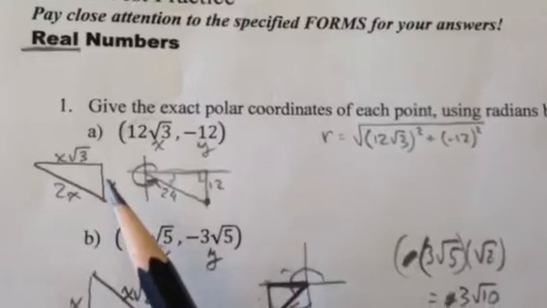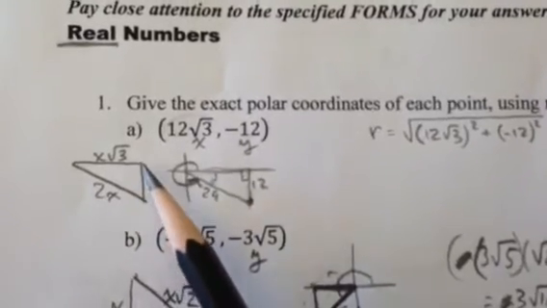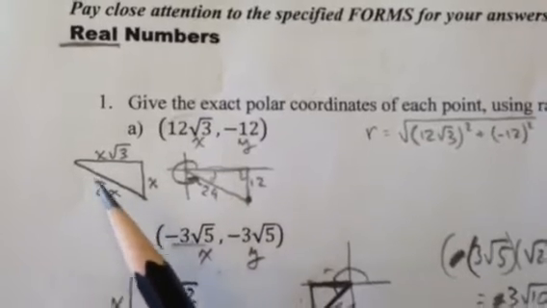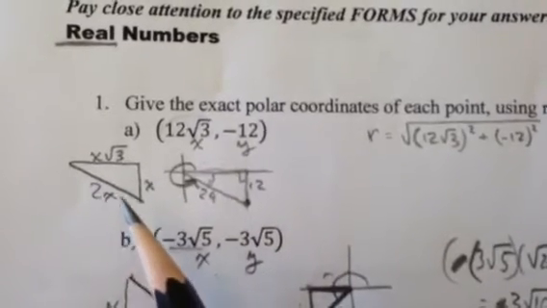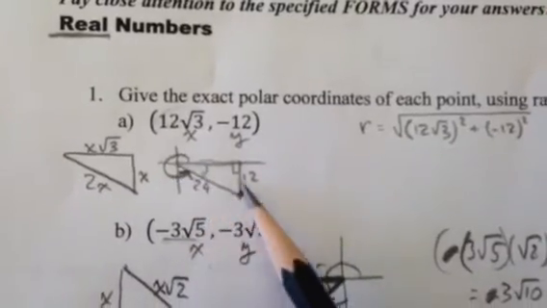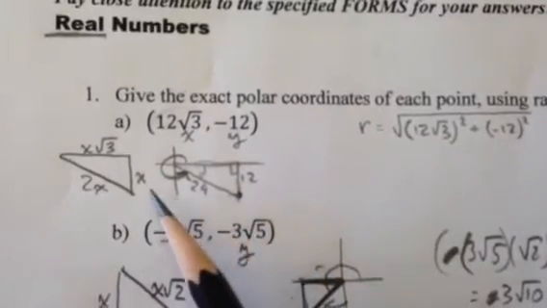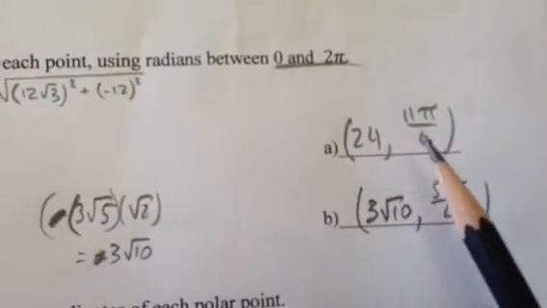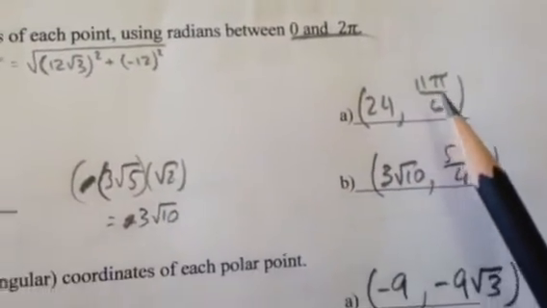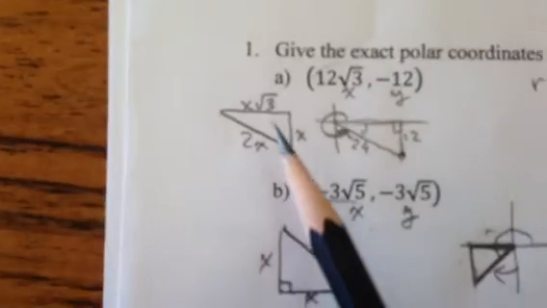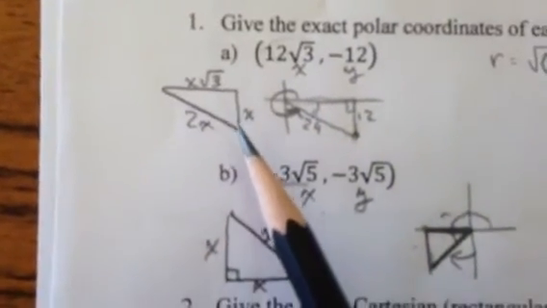Also, the 30, 60, 90 right triangle has this beautiful shortcut. The short leg times 2 equals the radius, the hypotenuse, and that's what we're looking for here for r. So 12 times 2 is 24, and so our point is 24, 11 pi over 6. You could use the Pythagorean theorem, but you'd have to make sure you did all of that stuff correctly to get the 24. Better, in my opinion, to use just the 30, 60, 90 shortcut.